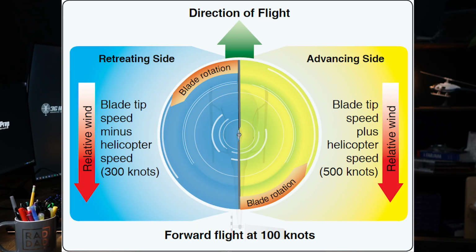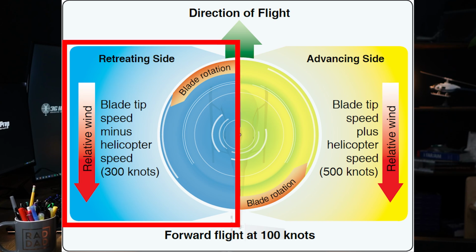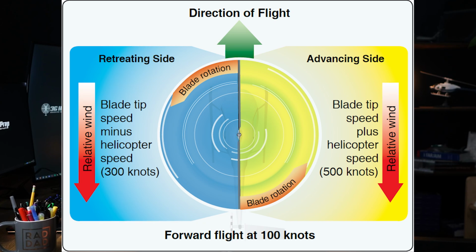In forward flight, for example, the advancing blade experiences a higher relative wind speed than the retreating blade, leading to differences in lift across the rotor disc. This results in a phenomenon which is known as dissymmetry of lift.